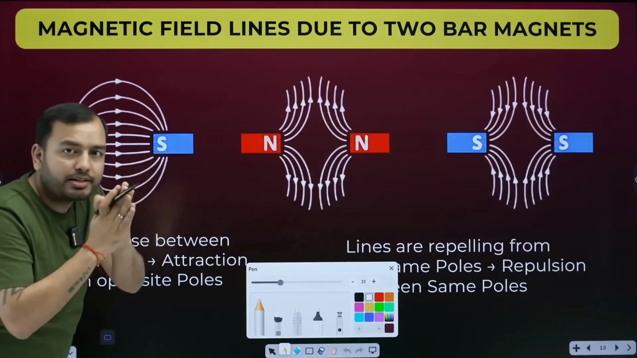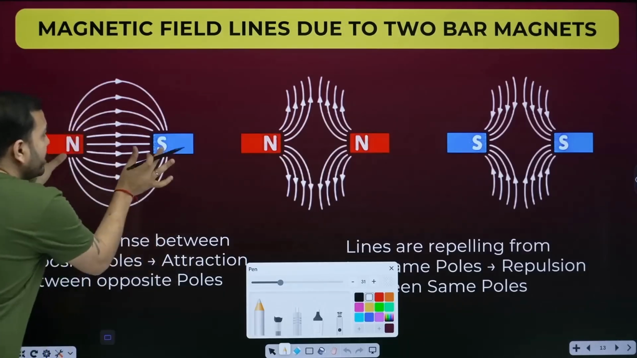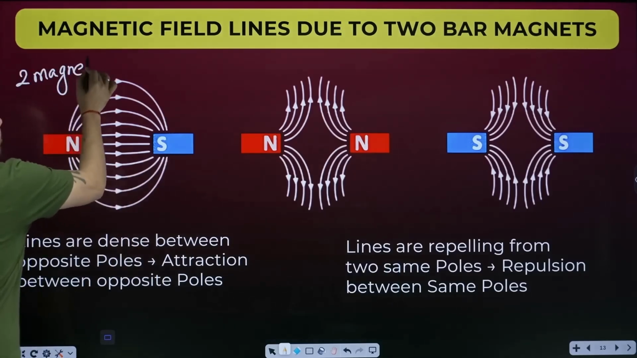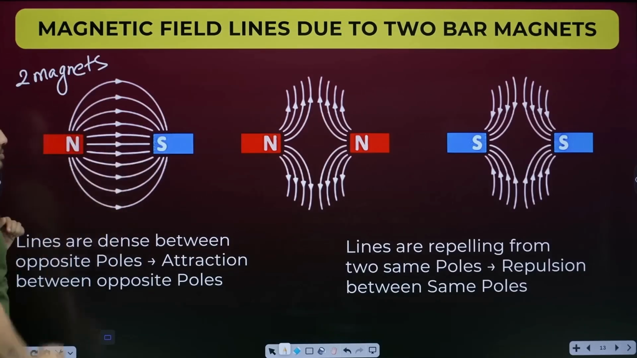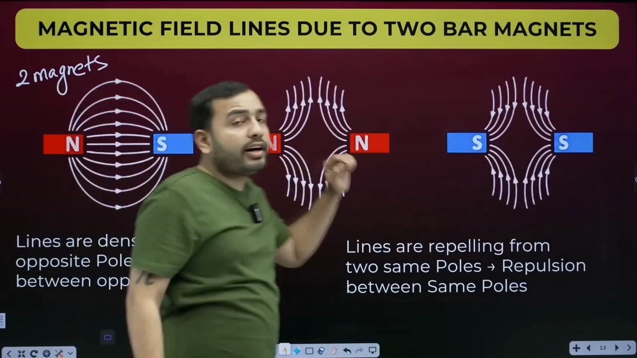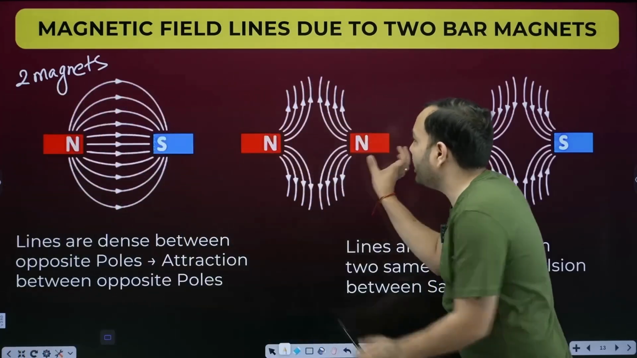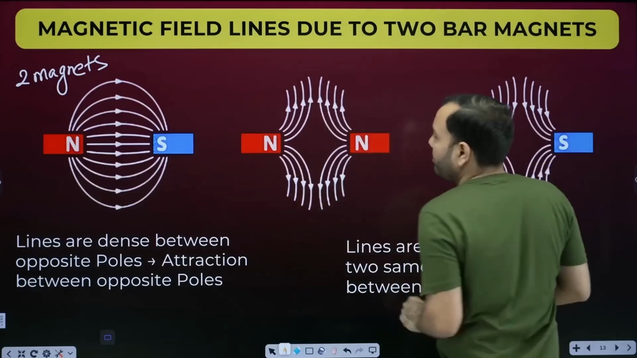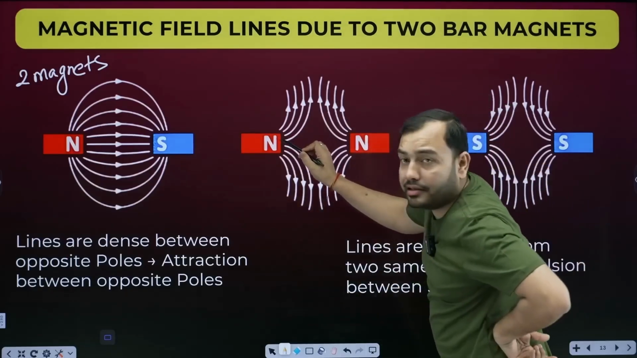And anywhere they don't cross. These are 2 different magnets, not 1 magnet. Remember it. One is this, one is this. Okay. Suppose there are 2 north poles kept nearby. Its south will be somewhere here. Its south, 2 magnets, its south here. Magnetic field lines from the north pole.